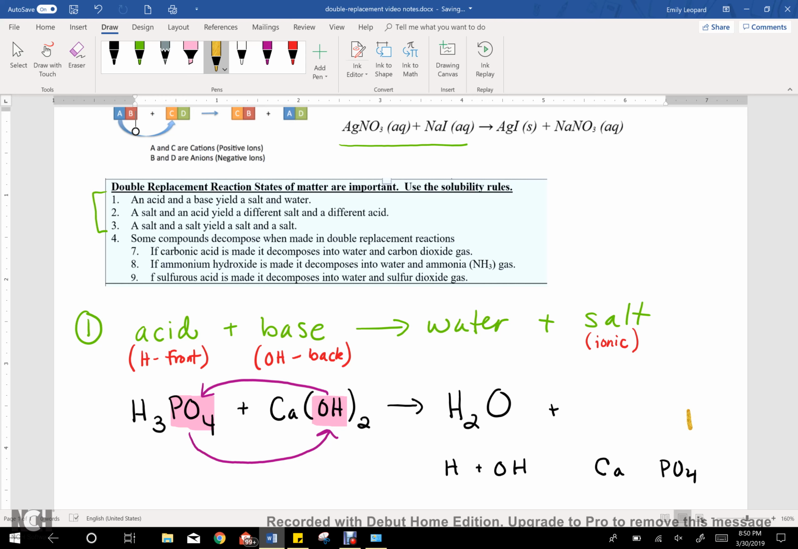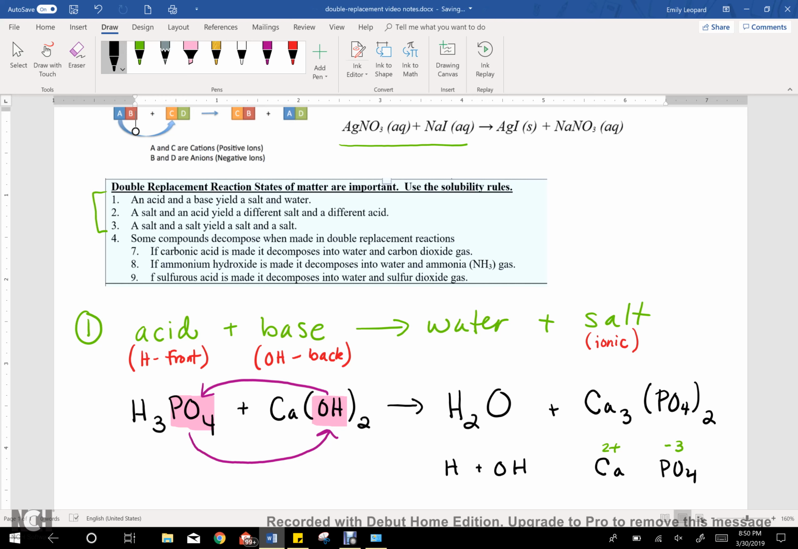So what you have to do is step to the side and actually create your product so that the charges balance. All right, so it's just like we did in last unit. Your calcium is 2+, your phosphate is 3-. So that means to get your balanced formula, we're going to need 3 calciums and 2 phosphates. Okay, so there we have it.